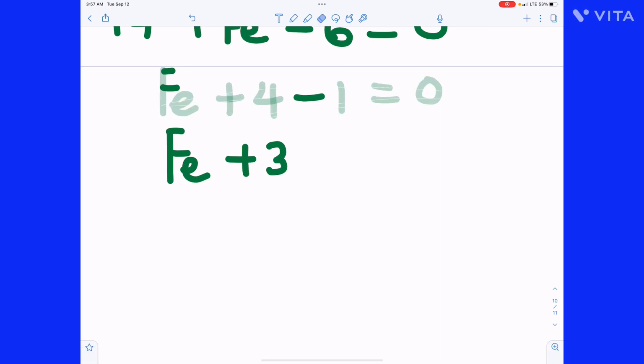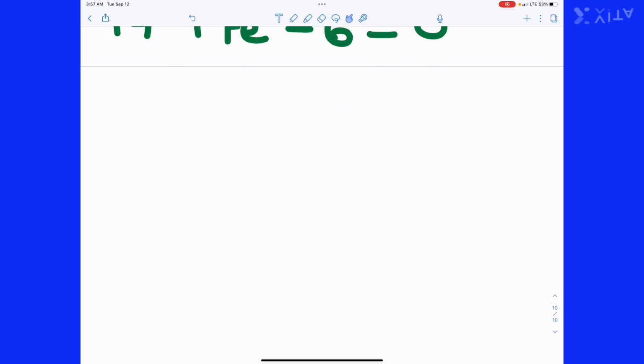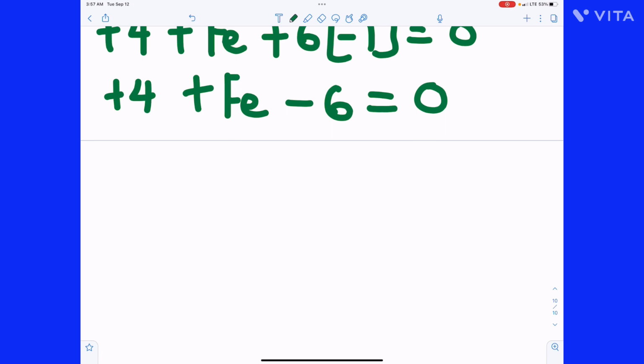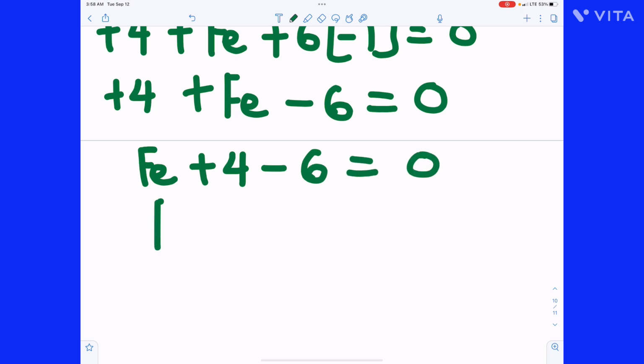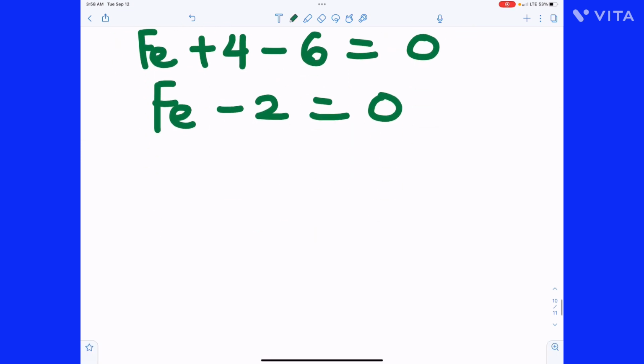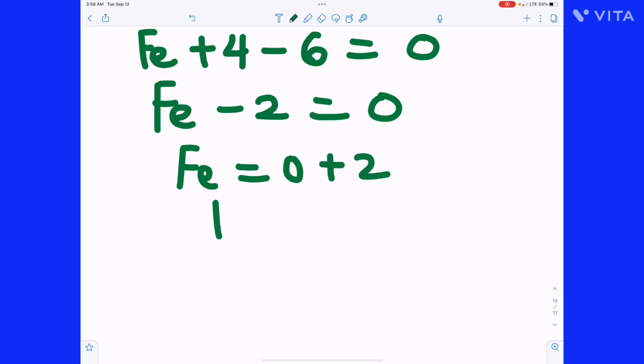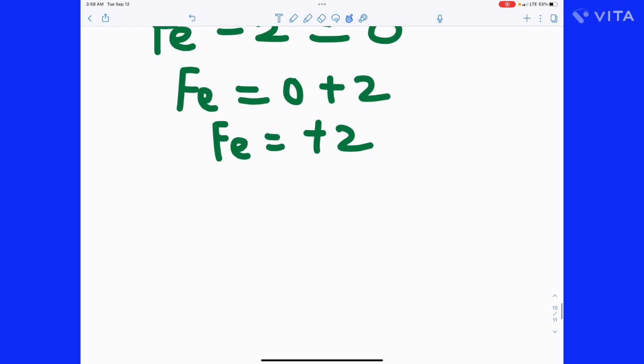Okay, on rearranging, let me clean this. On rearranging, that gives us Fe plus 4 minus 6 is 0. So that's Fe minus 2 is 0. Fe, the charge of iron, is 0 plus 2. Fe is equal to plus 2. So the charge of iron in this compound is plus 2.